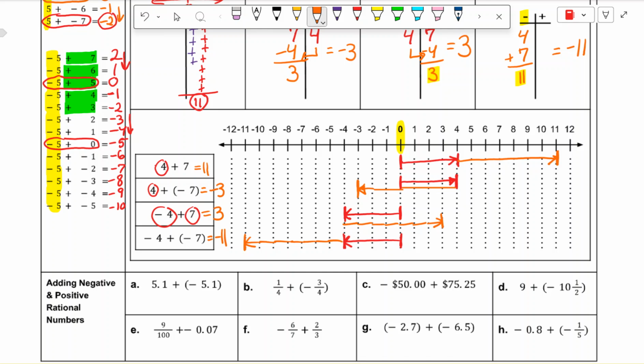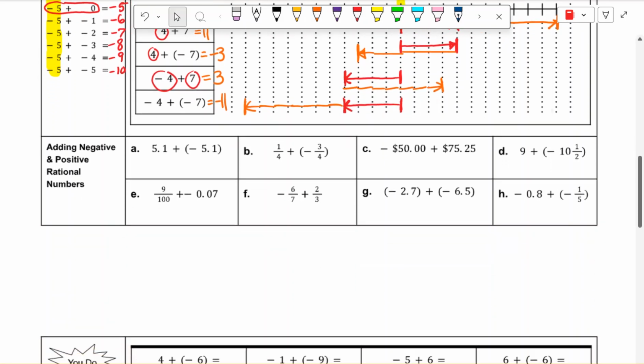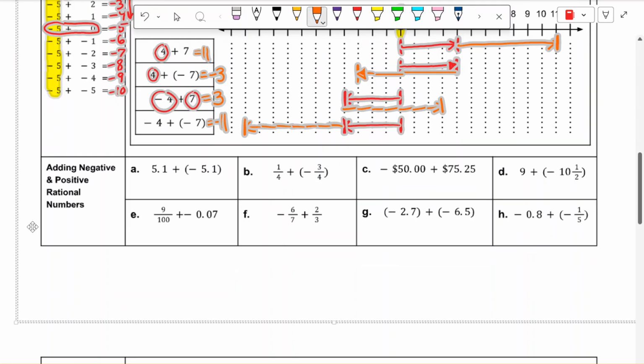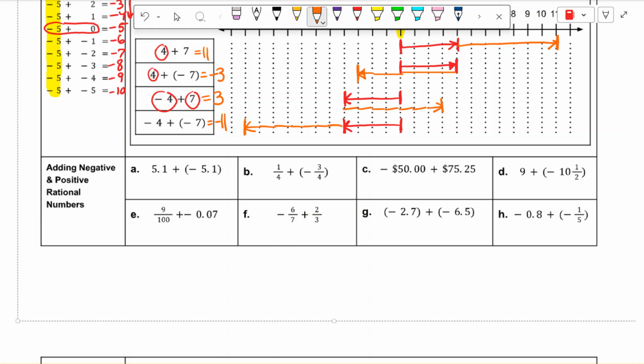So you just got to see the universe of 0, the t-charts, and the number lines in action. And they all come up with the same answers. So that's how it works. And now we're going to get into adding negative and positive rational numbers. But we're going to use some of the tools we just learned to make it easier for ourselves.